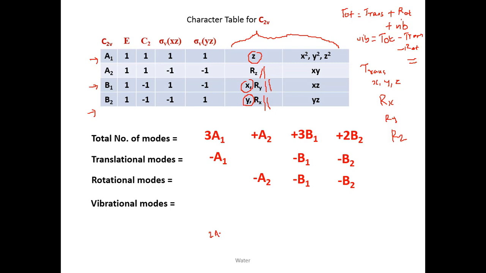3A1 minus A1 is 2A1, A2 minus A2 is 0, 3B1 minus 2B1 is B1, 2B2 minus 2B2 is 0. So you will get 2A1 plus B1. This will be the vibration modes present in the water molecule.